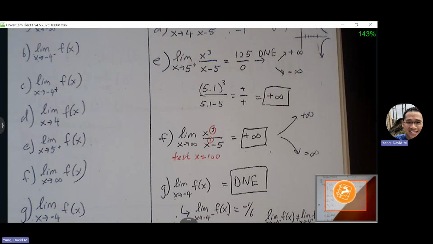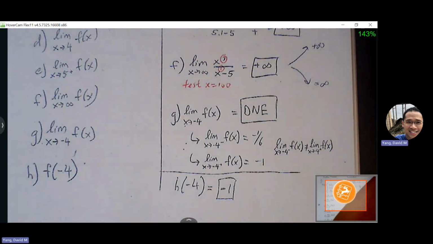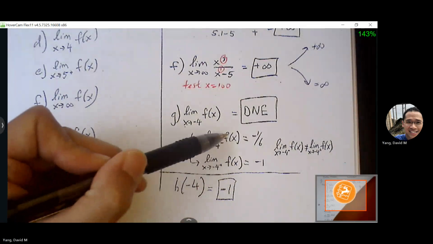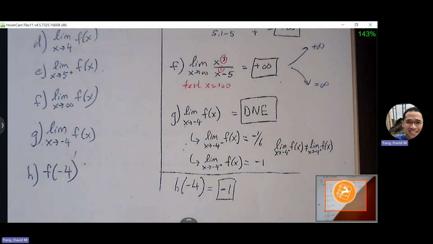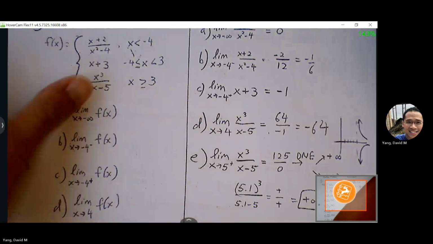Part G, limit as x approaches -4. We see that the graph is split on either side of -4. So we look at our previous information, parts B and C. They're not in agreement. So one side is headed towards -1/6. The other side is headed towards -1. They're obviously not pointing towards the same y value, so therefore the limit doesn't exist. H of -4 is just asking for the ordered pair. Plug into x plus 3. We get -1.